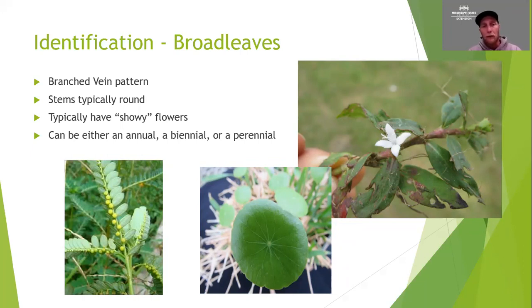They typically have a round stem also. They can sometimes have a little bit showier flowers, just like this Virginia buttonweed over here on the bottom right or on the top right. And these also can either be an annual, biennial, or a perennial. So our grasses, typically we don't see many biennial grasses, but we do see some biennial broadleaves as well as the annuals and perennials.